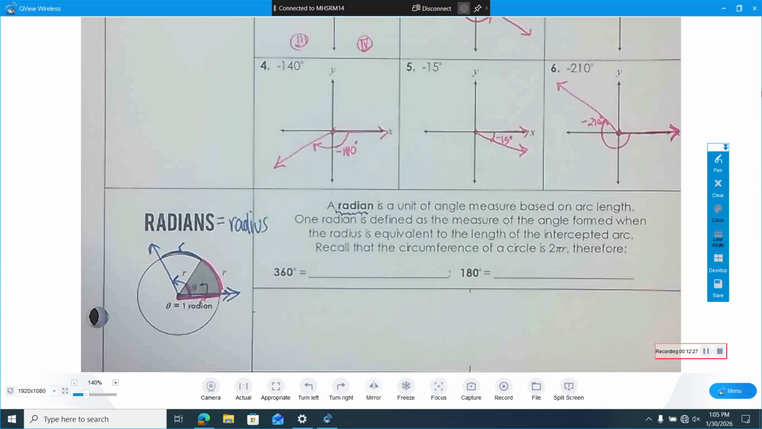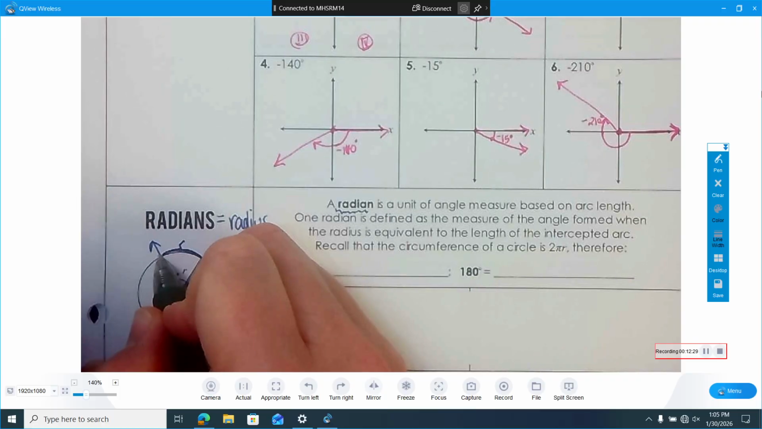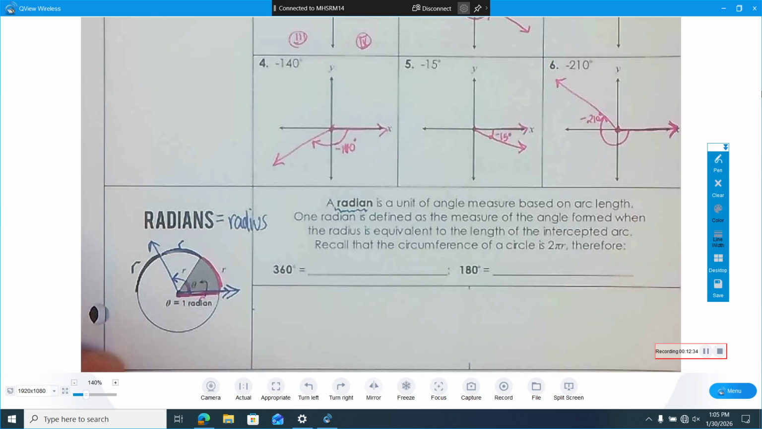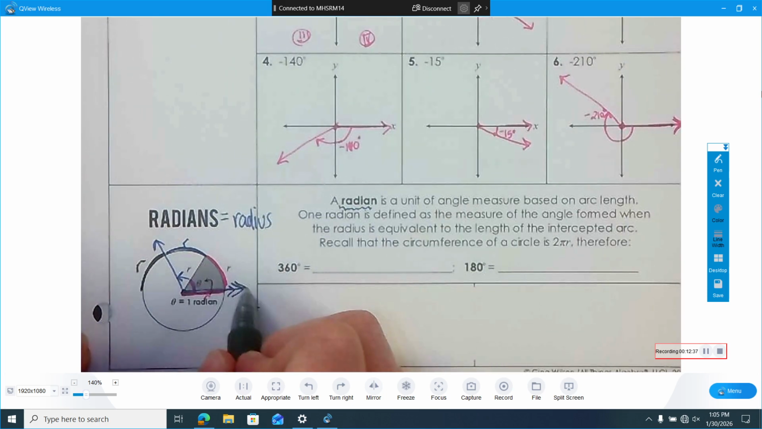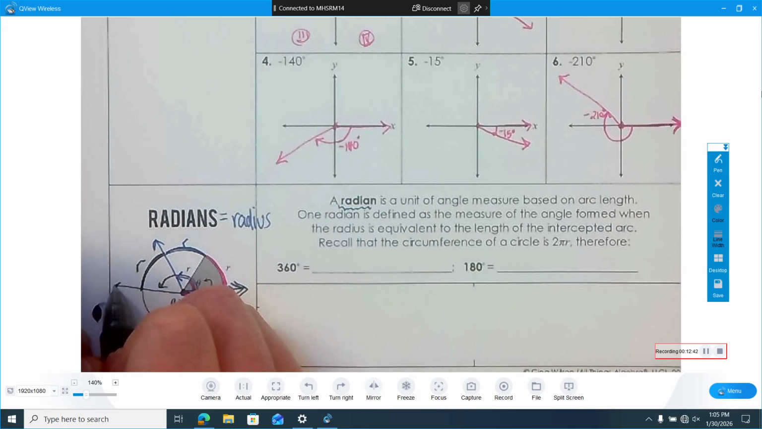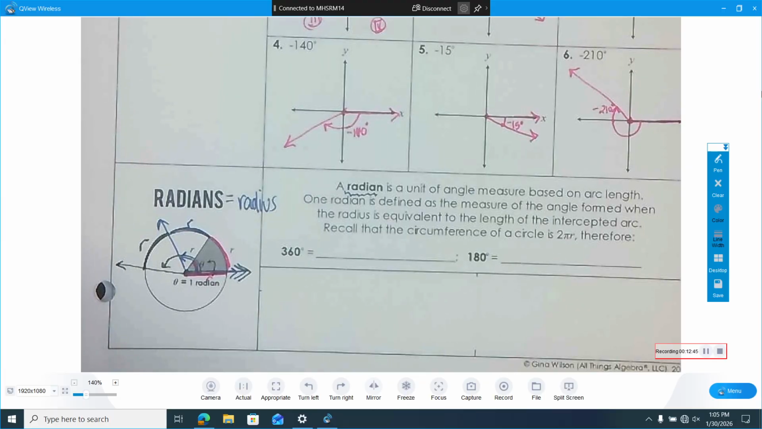Then I could go again. I can sweep out another radius length. There we go, there's another radius. And now my angle starts here in standard position, and it sweeps out, and I'm about right here. So how many radians is my angle now? Now it's 3 radians. Good. How many radians do you think it takes to get all the way around? 6.28 is exactly right, yeah.